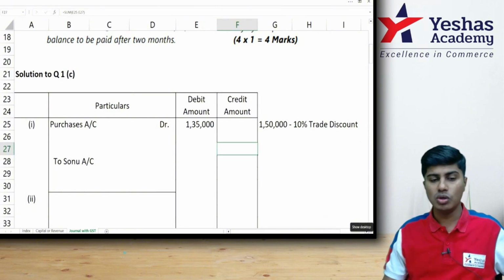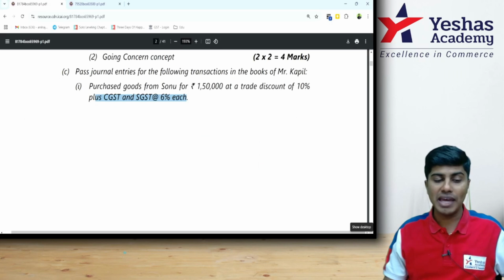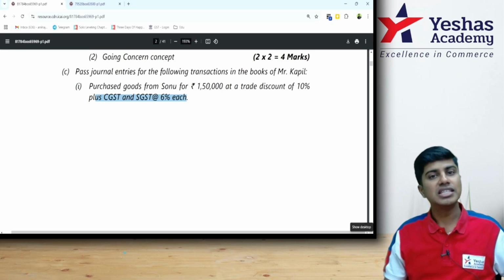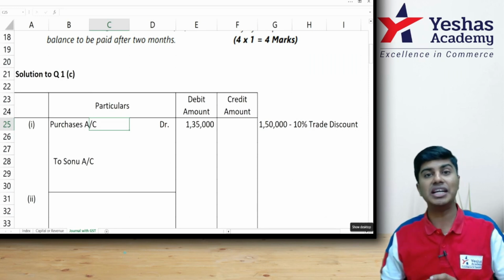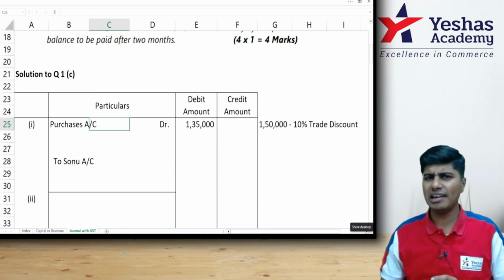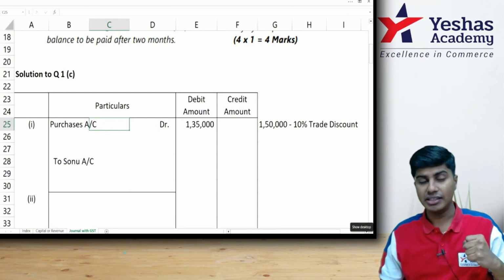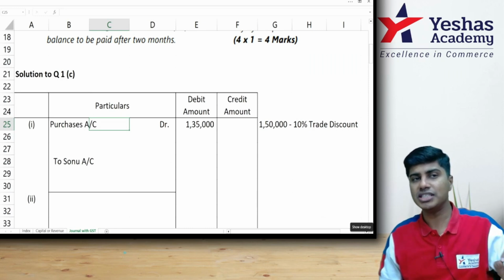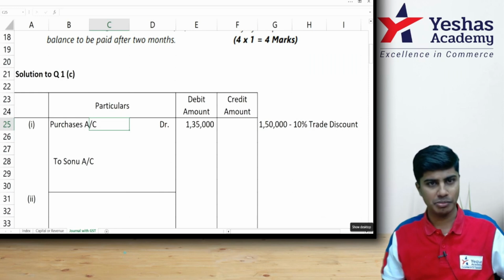I should pay Sonu 1,35,000 for the goods, and I should also pay CGST, which is Central Goods and Service Tax. I should also pay SGST, which is State Goods and Service Tax. Whatever I am paying, I will call input CGST and input SGST, which will act like my asset. Later when I collect tax, that will be called output CGST and output SGST, that will be adjusted to find the net amount payable.